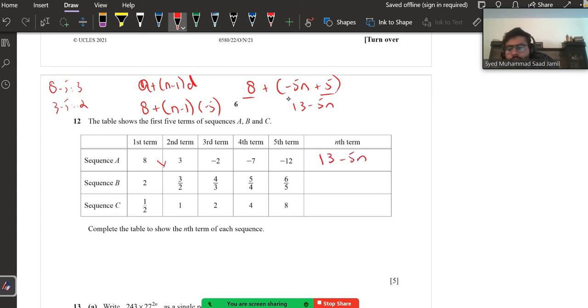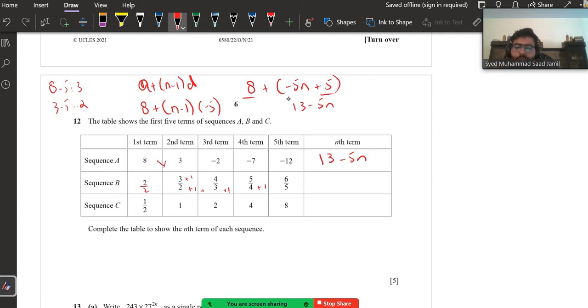Moving on to sequence B. If you look, the first term is 2, then the second term, third term, it's increasing by 1. All of these terms below are increasing by 1. So I can basically write this as 2 upon 1 as well. So all the upper numbers are increasing by 1, and the lower numbers are also increasing by 1.